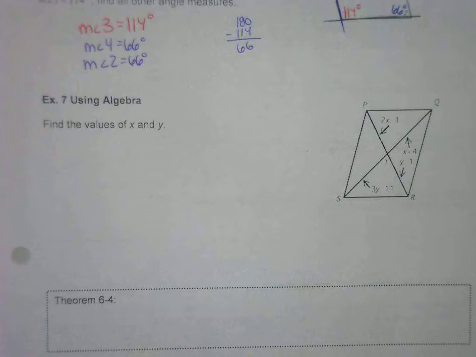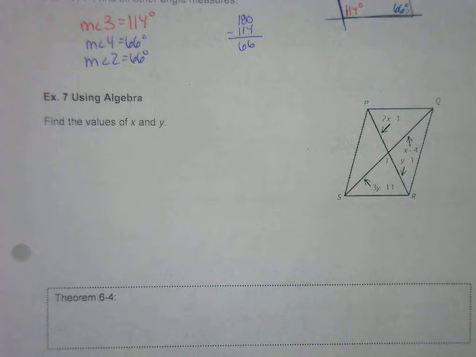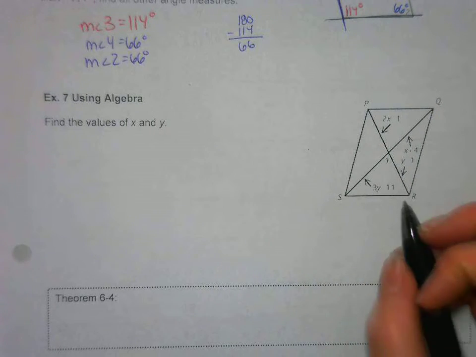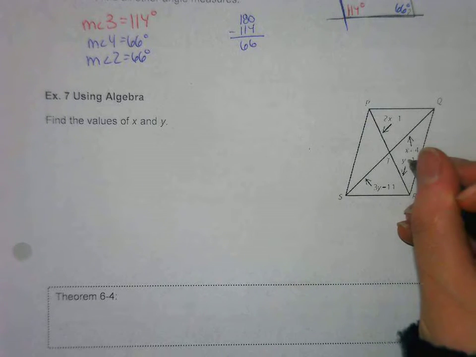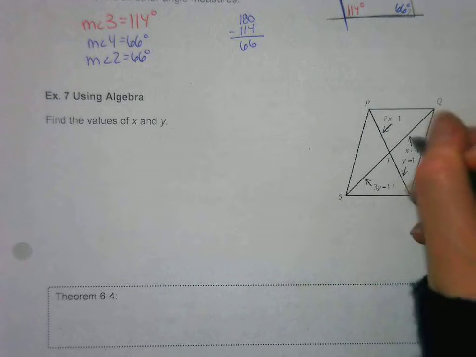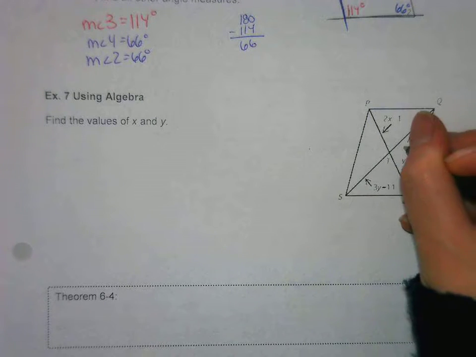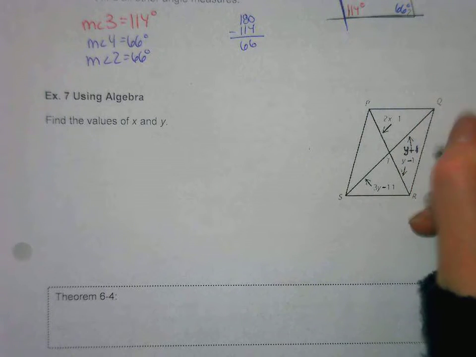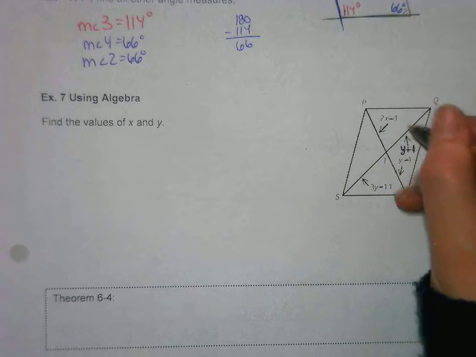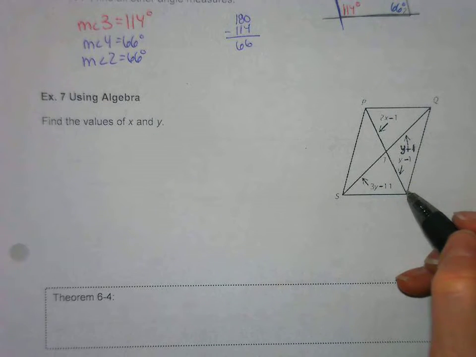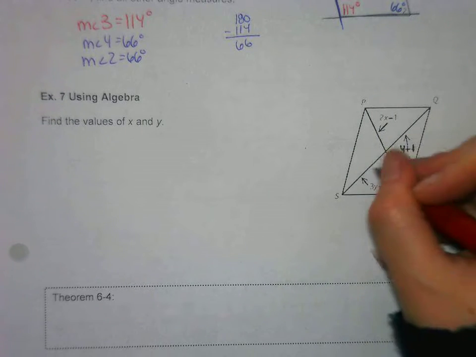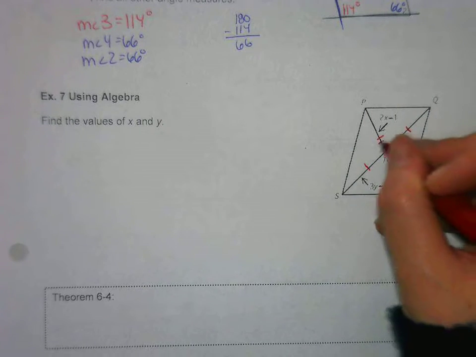So for number 7, we're going to be using some algebra. We're going to find the values of x and y. First of all, though, this is going to be 3y minus 11, y minus 1. We're going to change this one to be y plus 1. And then this is 2x minus 1. So I know that I have my diagonals, which means that they're being bisected. So that means that this is congruent to that one and these two are congruent.